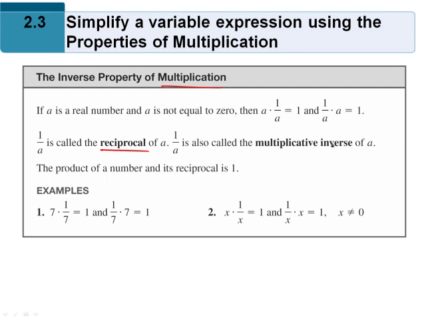So look at our examples here. 7 times 1 over 7, which is its reciprocal, is always going to give you 1. Or if you have 1/7 times 7, it also gives you 1. Same thing with variables. x times 1 over x equals 1, or 1 over x times x gives you 1. So anytime you multiply a term by its reciprocal, you always get 1.